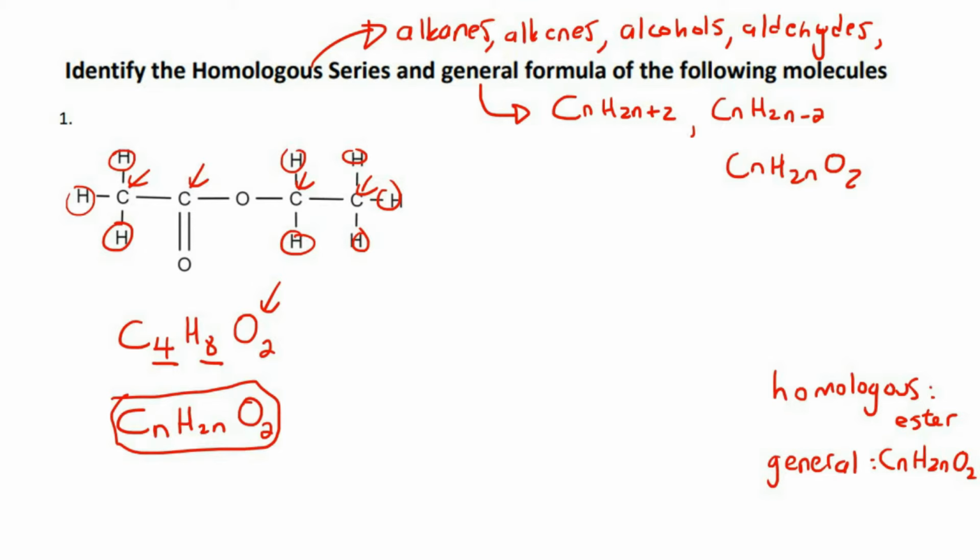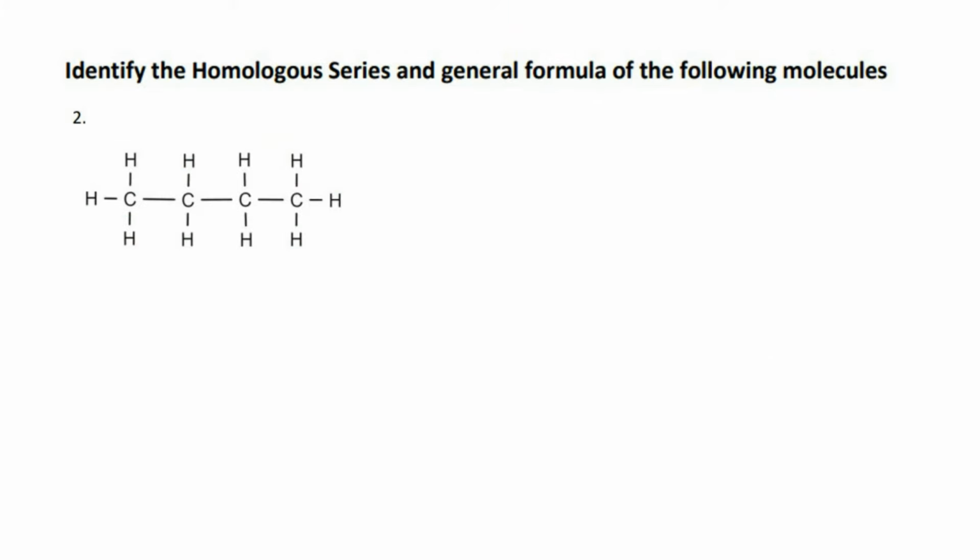CnH2nO2. Okay, that's fantastic. The goal of this question is to identify the homologous series, which, remember, once again, is things like alcohols, alkenes, alkynes, aldehydes, ketones, carboxylic acids. That's what they want for this one. And then they also want to know what is the general formula. The general formula is things like CnH2n minus 2, or CnH2n, or CnH2nO2, for example. Sorry, that's meant to be an N over there. So that's the general formula.